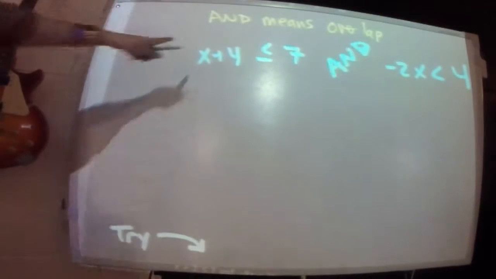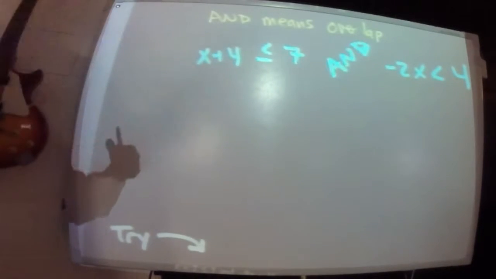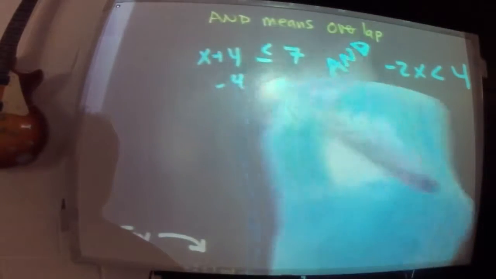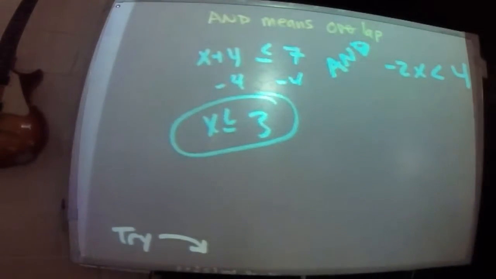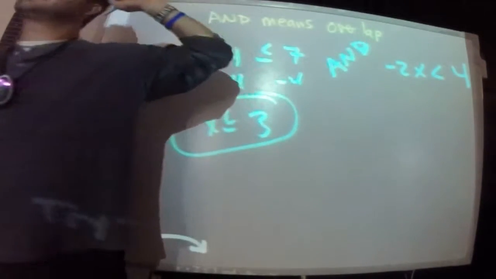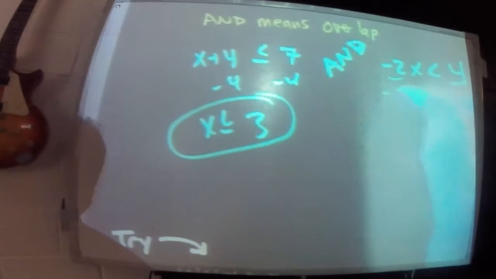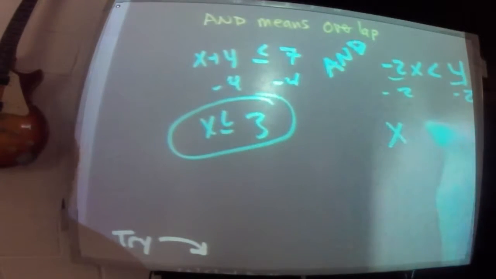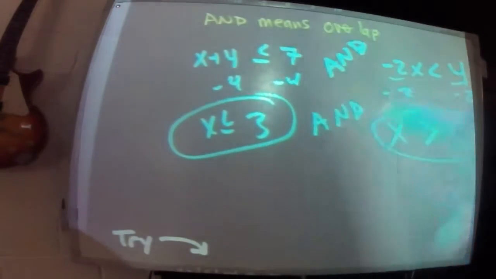On this one, what do I got to do? Minus 4 on both sides. Minus 4 on both sides. And I'm done. X is less than or equal to 3, and done. On this one, I need to divide both sides by what? Negative 2. What does that do with my sign? Flips it. If you divide both sides by negative 2 and flip your sign, you get x is greater than negative 2.